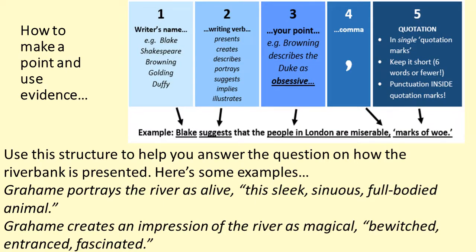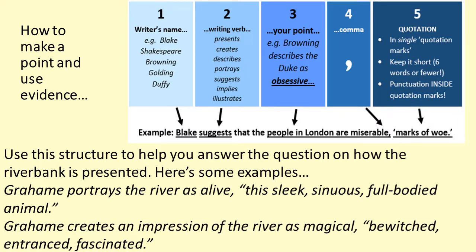So how to make a point and use evidence. 1. Writer's name. For example, Blake, Shakespeare, Browning, Golding, Duffy. 2. Writing a verb. Presents, creates, describes, portrays, suggests, implies, illustrates. 3. Your point. Browning describes the Duke as obsessive. 4. Quotation, in single quotation marks. Keep it short, 6 words or fewer, punctuation inside the quotation marks.